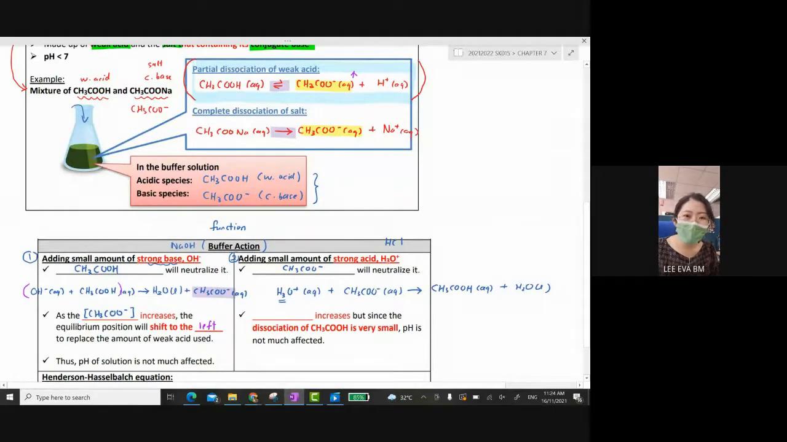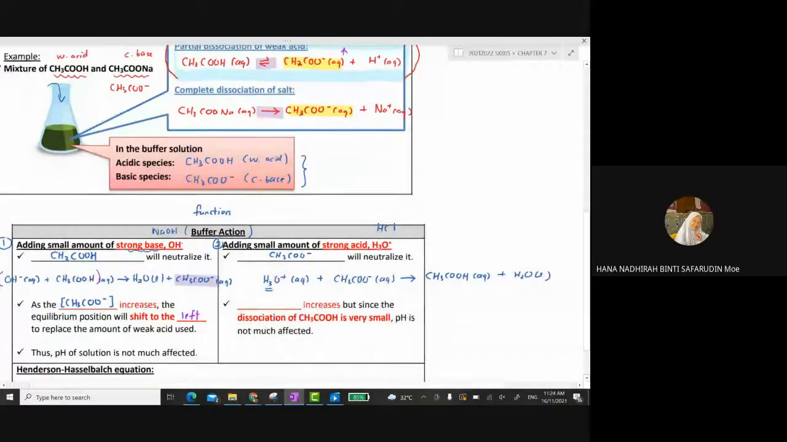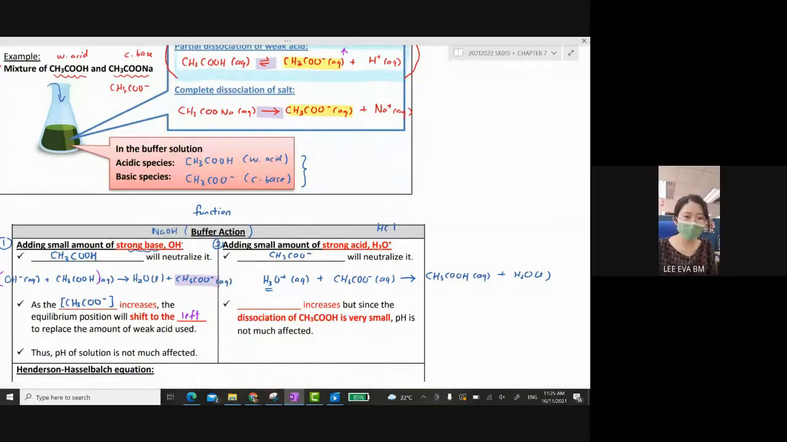So dekat sini ada sesiapa ada masalah tak untuk tulis equation? Can you follow? Boleh ikut, madam? Yes, boleh, madam. Okay ya, kena pastikan acid react dengan base. Okay, acid react dengan base ini penting.